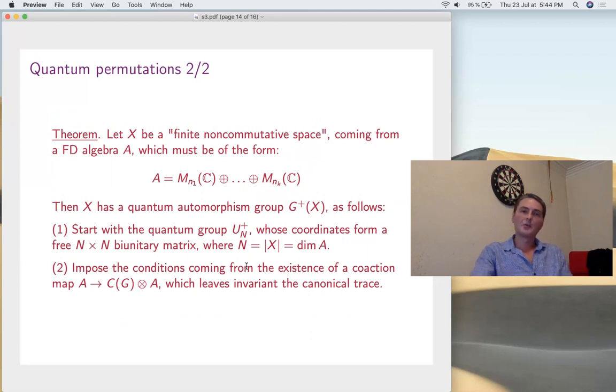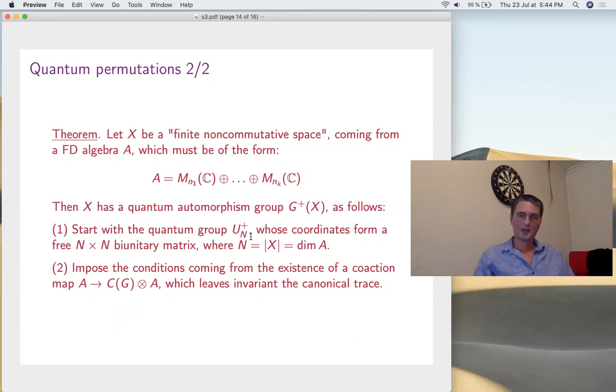So I take a finite non-commutative space coming from an algebra A, which by the way must be a direct sum of matrix algebras, by the structure theorem. Then you can construct a quantum automorphism group in the following way. Start with the free unitary group: just take an n times m matrix U which is biunitary, so both U and U transpose are unitaries, and the free algebra is generated by that.